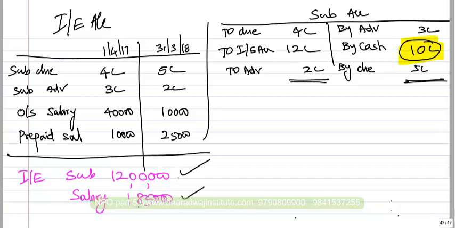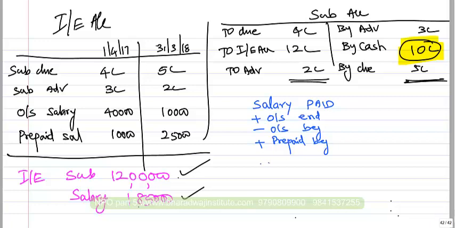Do you remember how to work out salary? While preparing income and expenditure account, we will take salary paid. What and all will you add? Add outstanding at the end minus outstanding at the beginning. Add prepaid at the beginning minus prepaid at the end. We will take that amount to income and expenditure account.